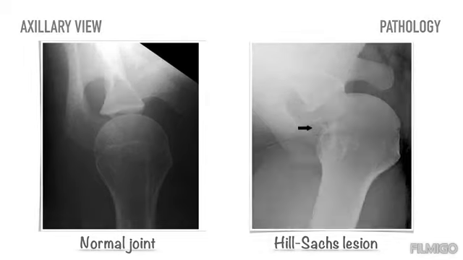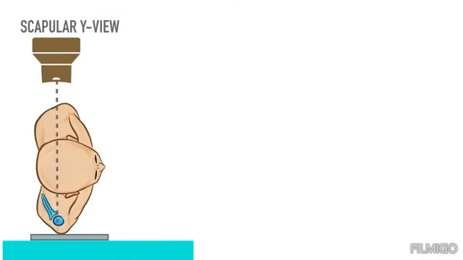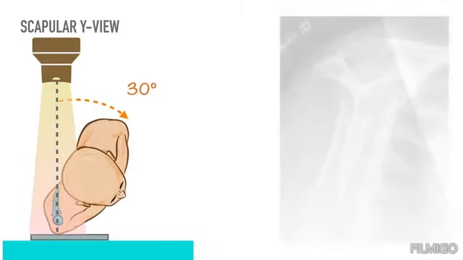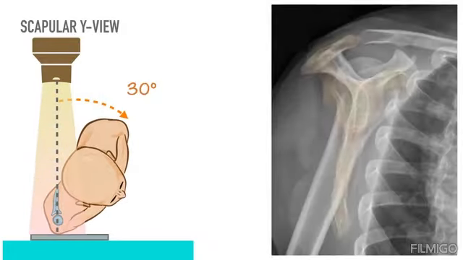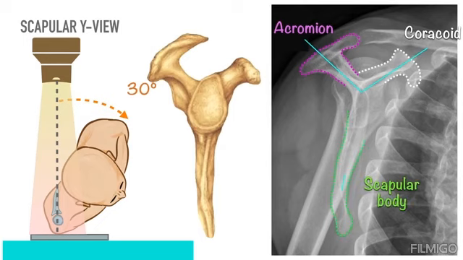The scapular Y view is a direct lateral view of the shoulder useful to evaluate the relationship of the humeral head with the glenoid. Lines through the acromion, coracoid process and the body of the scapula intersect at the center of the glenoid. The humeral head is centered on this intersection point.